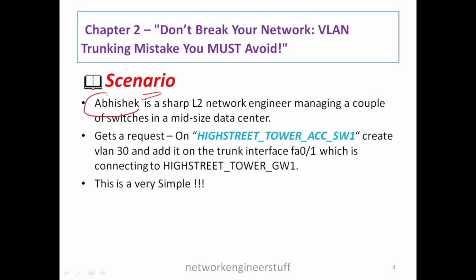Okay, so there's a guy whose name is Abhishek. He's a sharp L2 network engineer managing a couple of switches in a mid-size data center. He gets a request that on this particular switch, high speed tower access switch 1, create VLAN 30, okay, and add it on the trunk interface fast ethernet 0/1, which is connecting to high speed tower gateway 1. This is a very simple request.